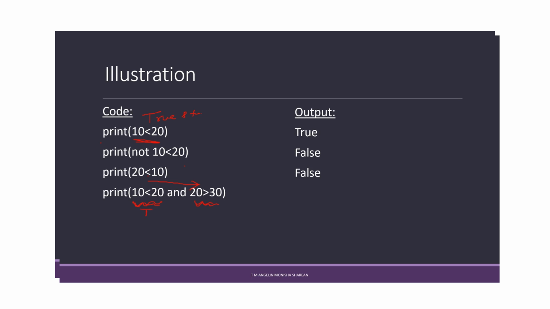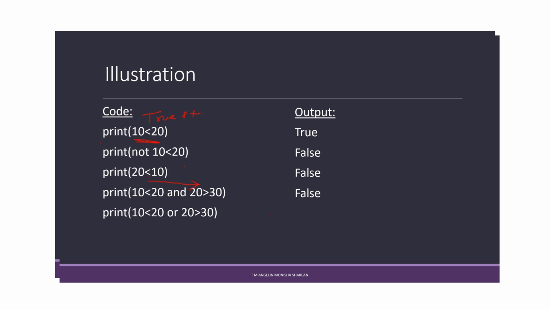And here 20 is greater than 30, and it is false. Okay. So now we are going to combine these two conditions using the logical operator called AND. So for true and false, the answer will be false. We can see the next one.